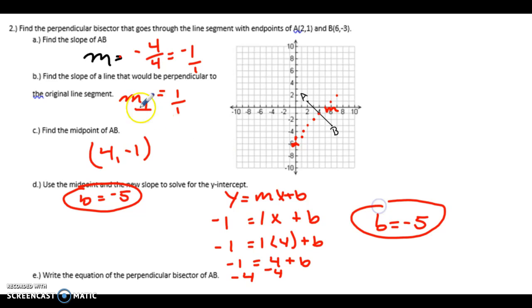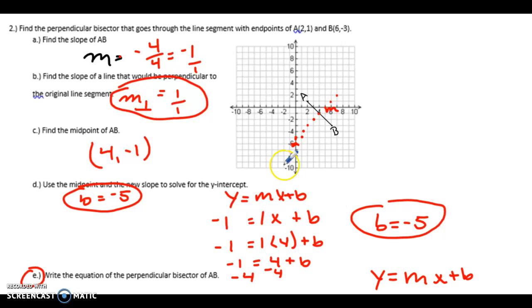And so now that I know a b and I know an m, I can go ahead and do part E, which is writing the equation of the perpendicular bisector using y equals mx plus b. Just plug in your m from up here and your b from here, and you're all set.